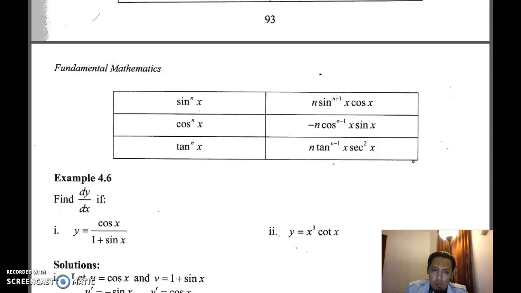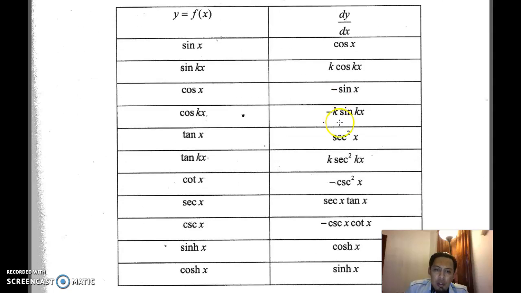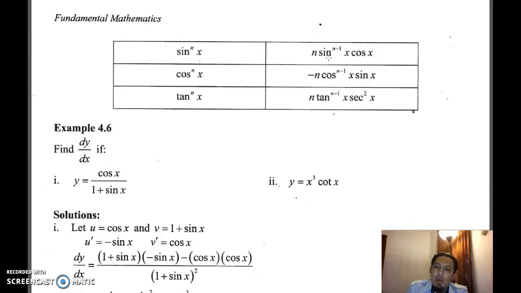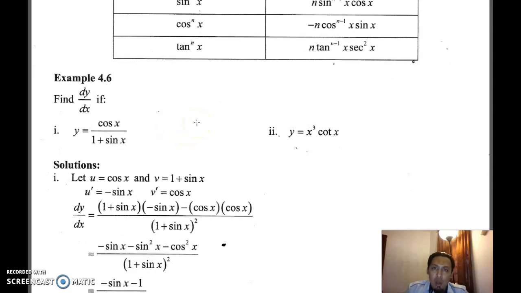Okay, so the idea is to use all of the given derivatives of trigonometric functions to solve problems of trigonometry. However, up to this point we have learned several methods of derivatives, so you might need to use a composite derivative, because as you can see here, this is a trigonometric function together with a quotient rule. So you might need to use two things in solving one question.